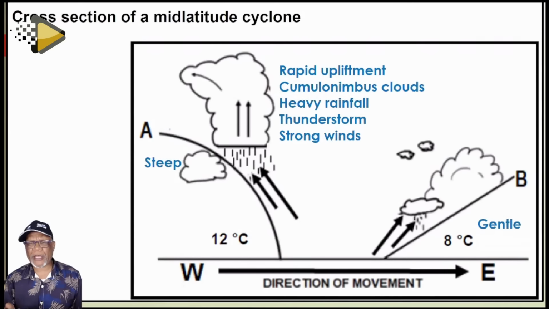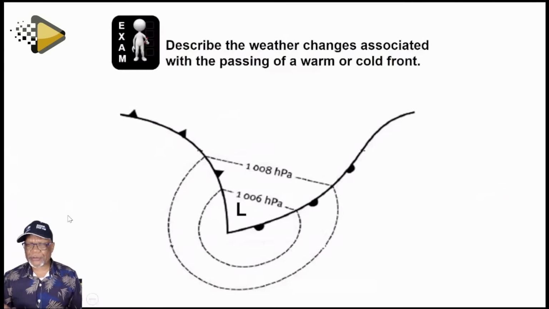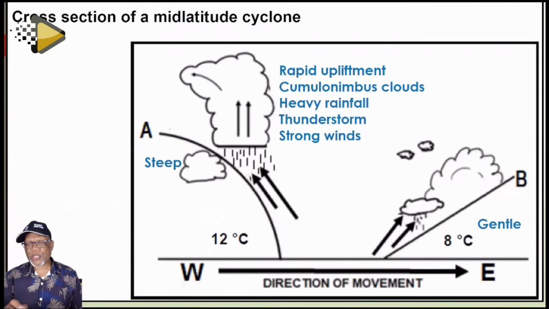What do we have here? This is a diagram of a cross-section of a mid-latitude cyclone. So what is this now called? This one is called a plane view. And you must know when you're drawing a plane view, you must indicate the symbols. But when you draw a cross-section, you do not indicate the symbols.